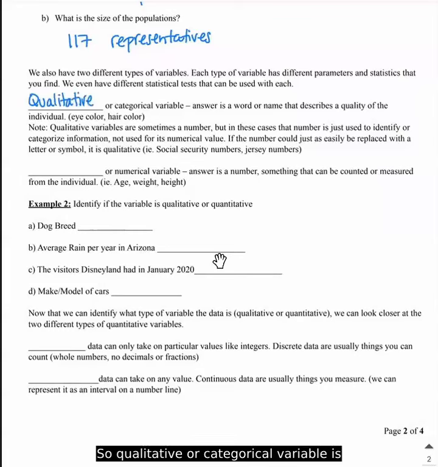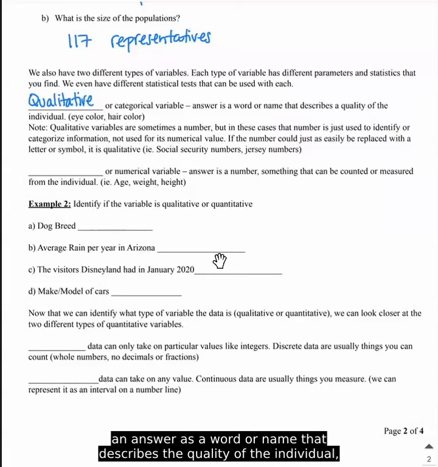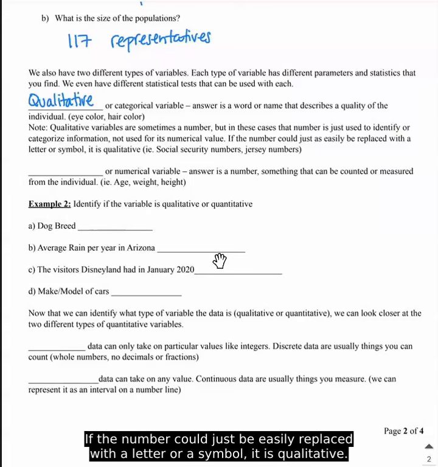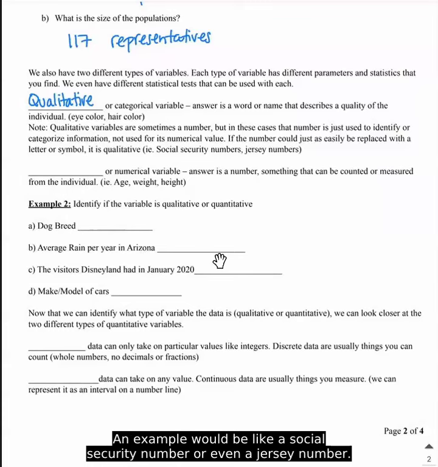So a qualitative or categorical variable is an answer that is a word or name that describes a quality of the individual. So maybe an eye color or hair color. Just to note, qualitative variables are sometimes a number, but in these cases, that number is used just to identify or categorize information, not used for its numerical value. So if the number could just be easily replaced with a letter or symbol, it is qualitative. An example would be a social security number or even a jersey number.